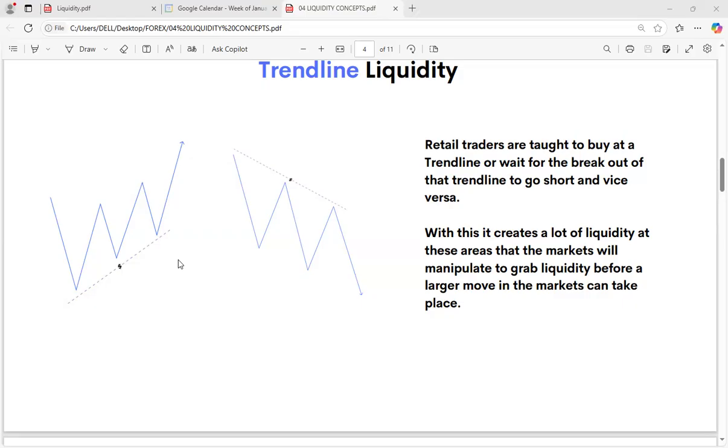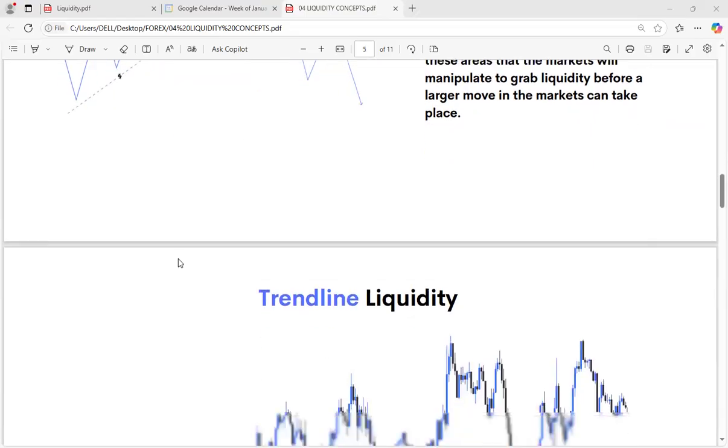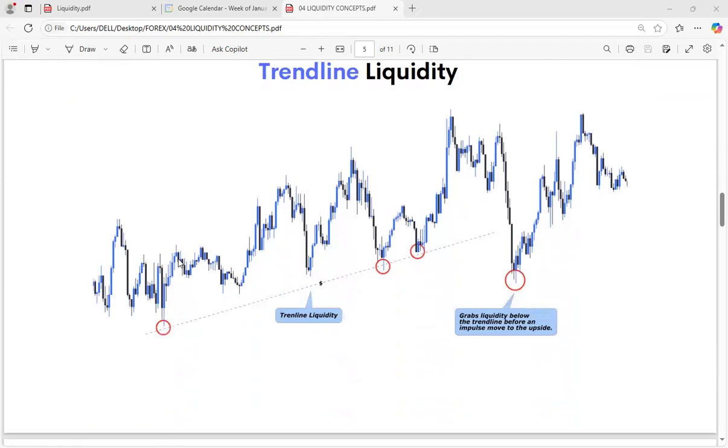With this, it creates a lot of liquidity at these areas that the markets will manipulate to grab liquidity before a larger move in the markets can take place. So always the market will move to that side to take out all those liquidity, which means stop losses, before the market moves in the right direction. So let's take an example.